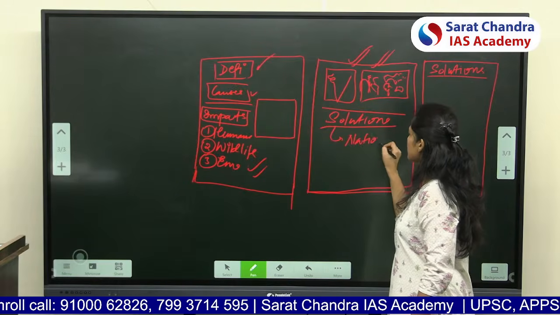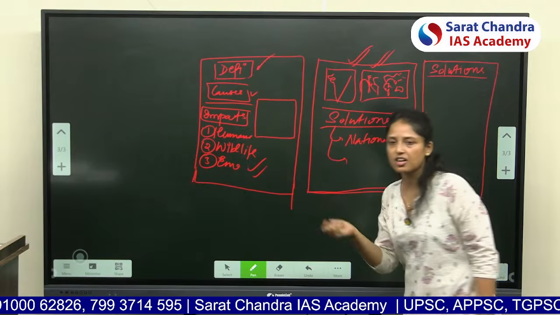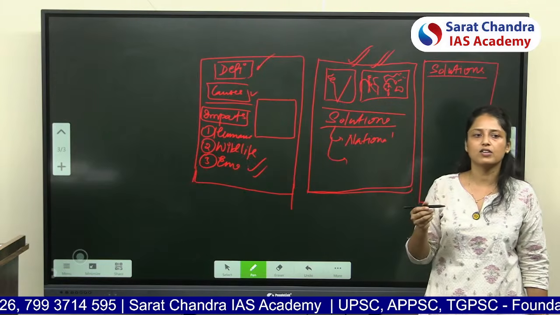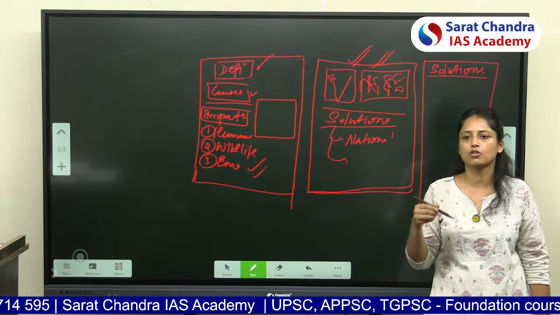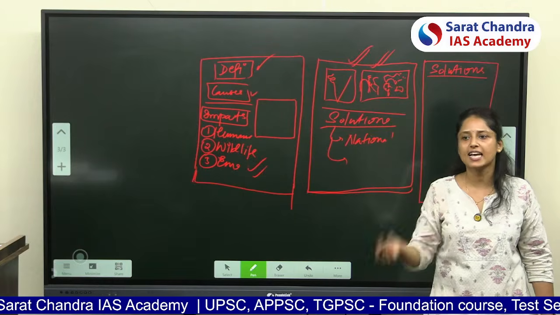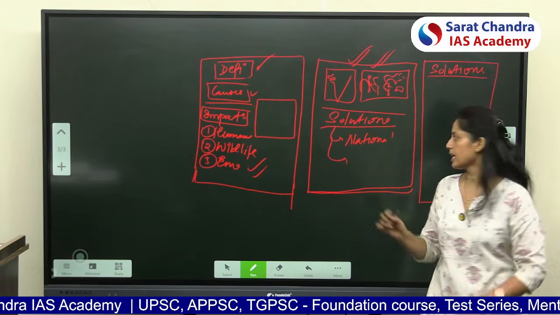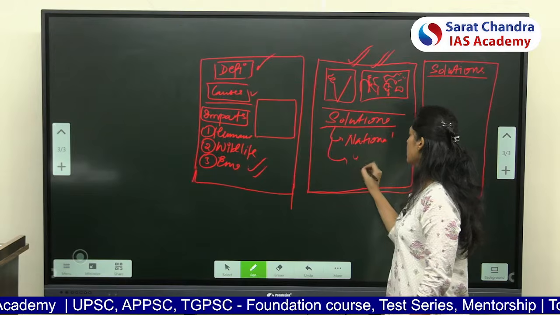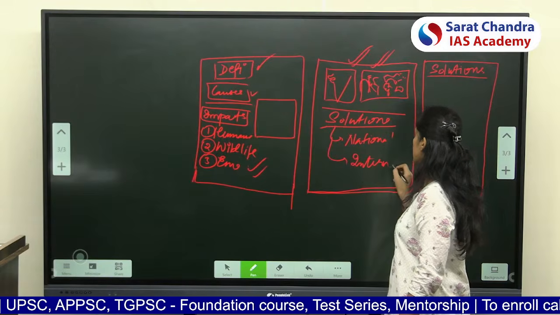Because sometimes UPSC can simply ask the question, what are the national efforts taken to deal with this phenomena of tornadoes or twisters or water scarcity, anything. So whenever you are reading about anything, write the solutions at the national level as well as the international level.